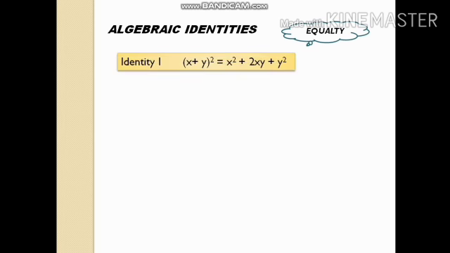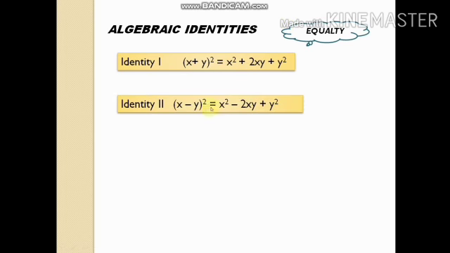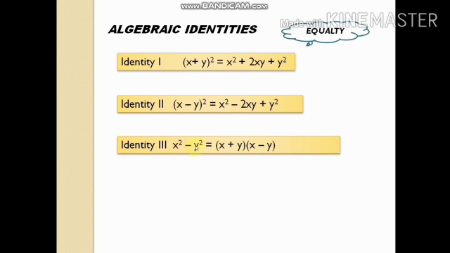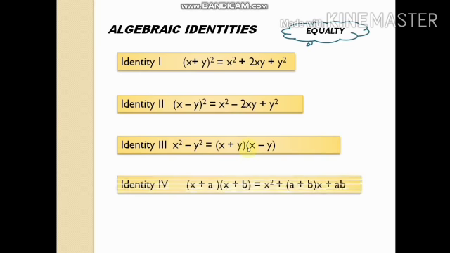Let's see algebraic identities. What is the meaning of identity? Those types of algebraic expression in which the left hand side is equal to the right hand side for all values of the variable. It means equality. As you learnt in class 8, 4 identities. Identity number 1, (x plus y) whole square equals x square plus 2xy plus y square. Second identity, (x minus y) whole square equals x square minus 2xy plus y square. Third identity is x square minus y square equals (x plus y) into (x minus y).